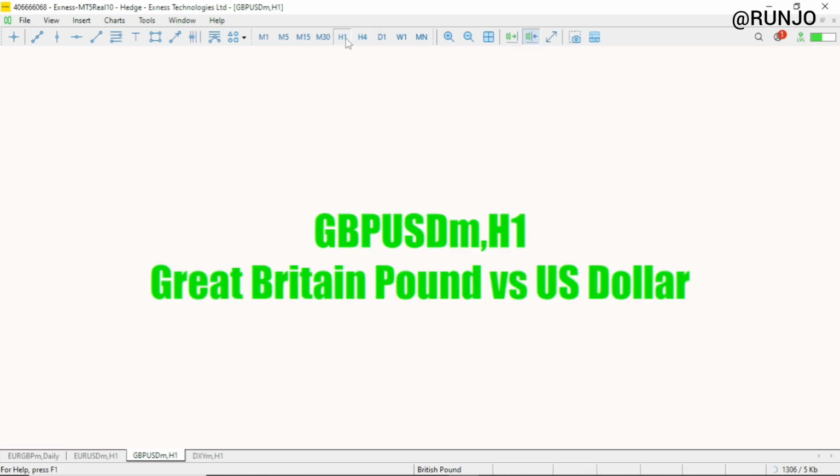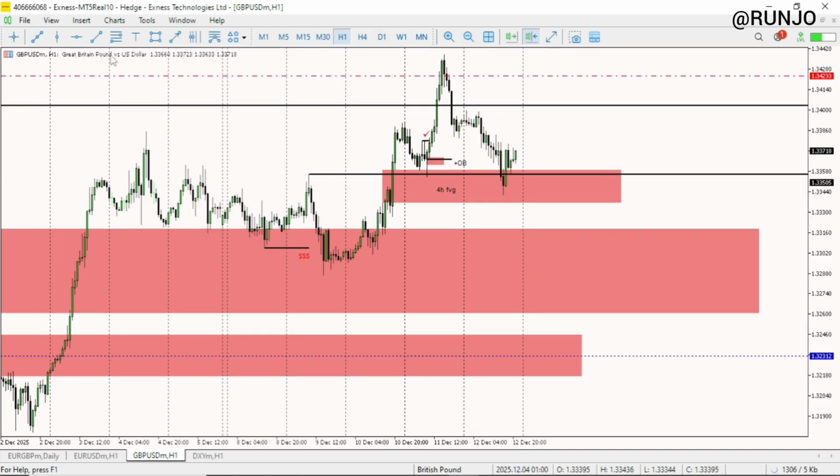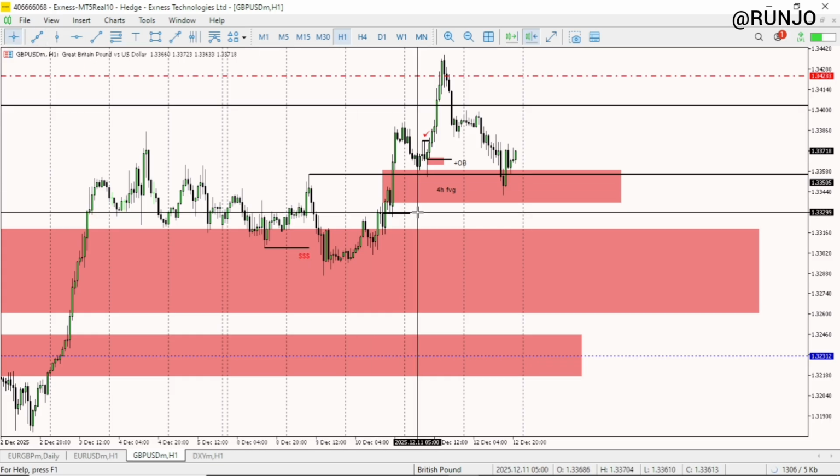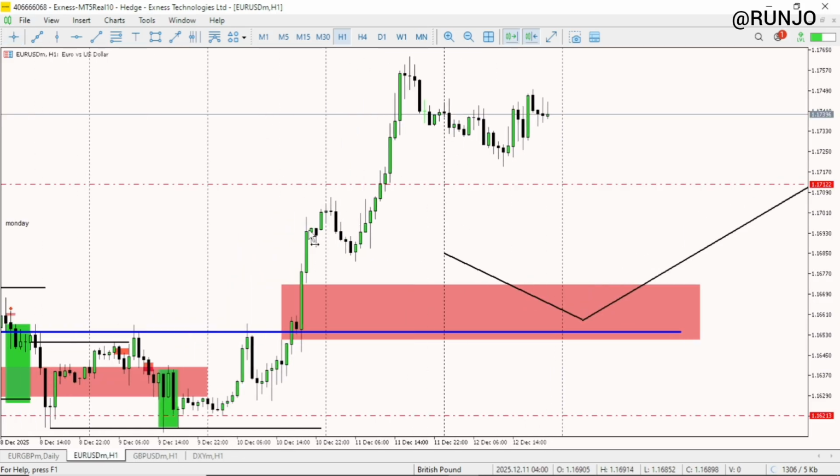You can also check GBP USD. The market did the same thing. It just retraced down to this level and pushed higher. It pushed a lot higher, and I think GBP USD gave much more pips than Euro USD. But I wasn't part of the move.